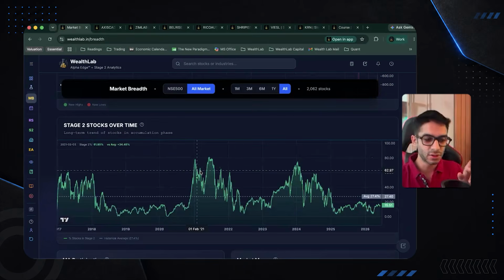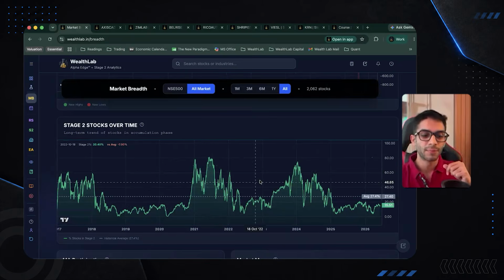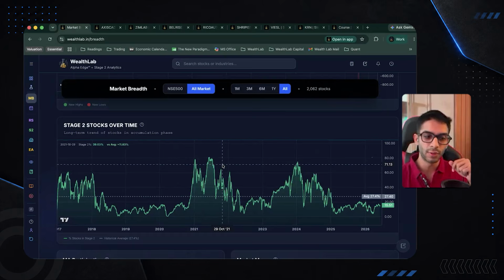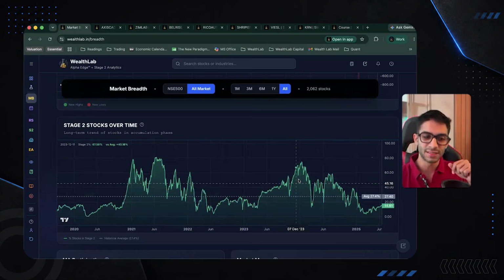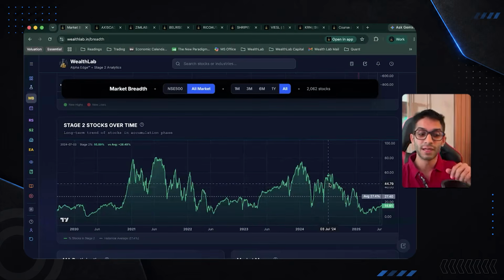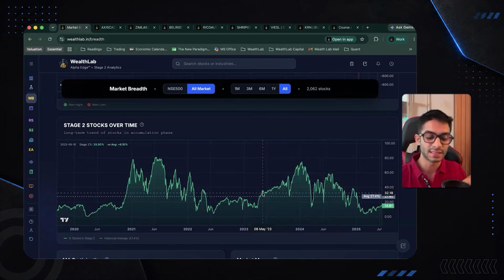Now this is the stage two stocks over time. That is the number of stocks that are in momentum, which are very important for a swing trader. This is the third metric that we track. Now, if you see that during 21, 22, 2023, 24, the average was about 50-55% of stocks in stage two for it to be an easy money environment where you buy anything or you have higher odds of succeeding.